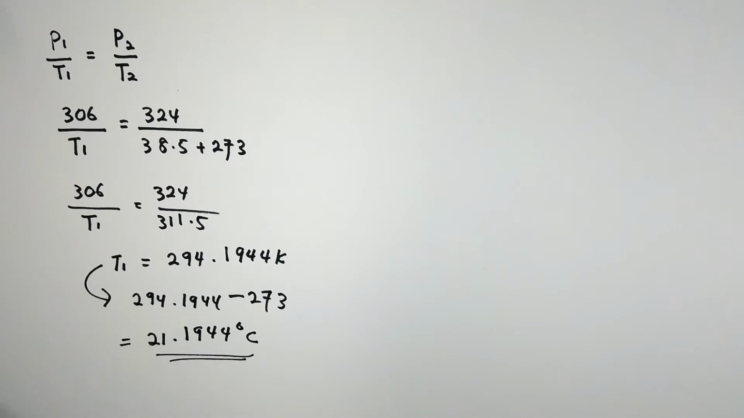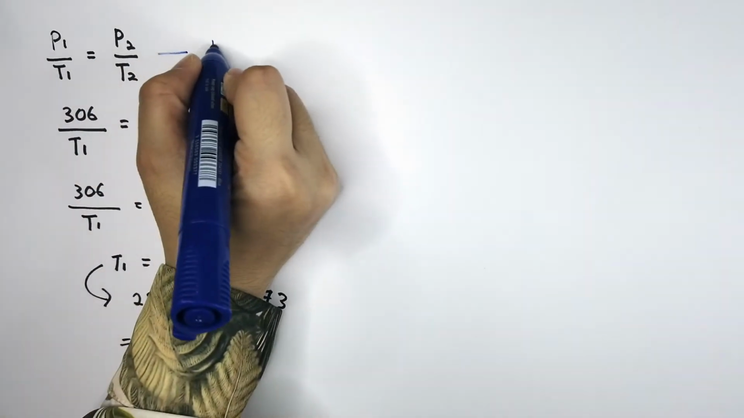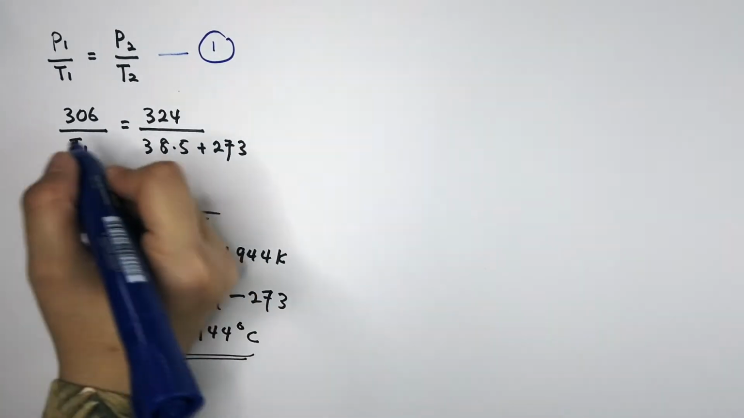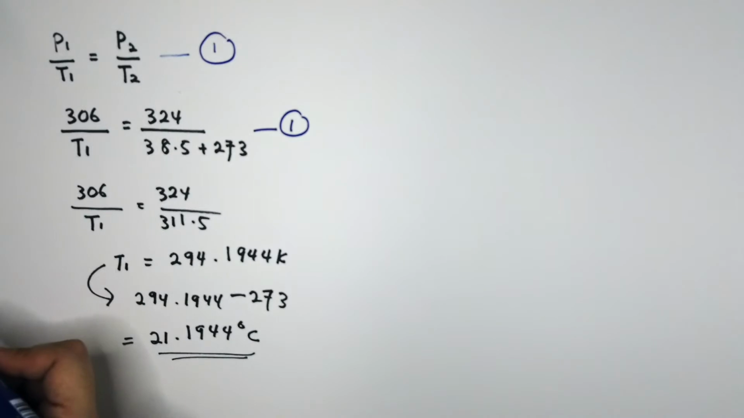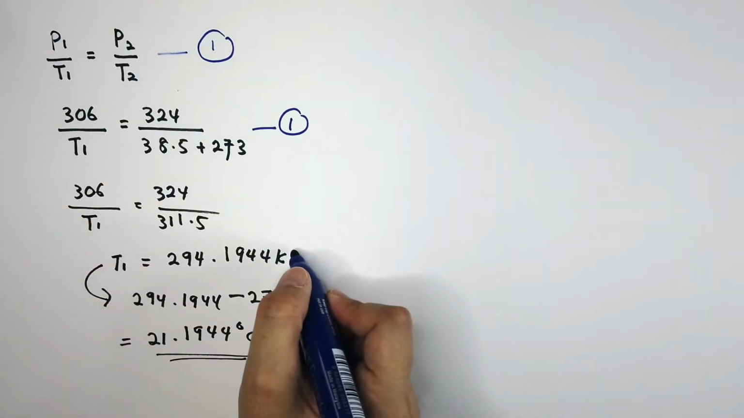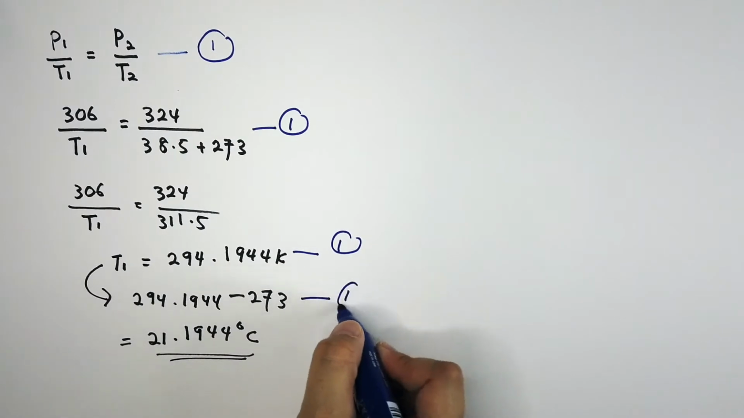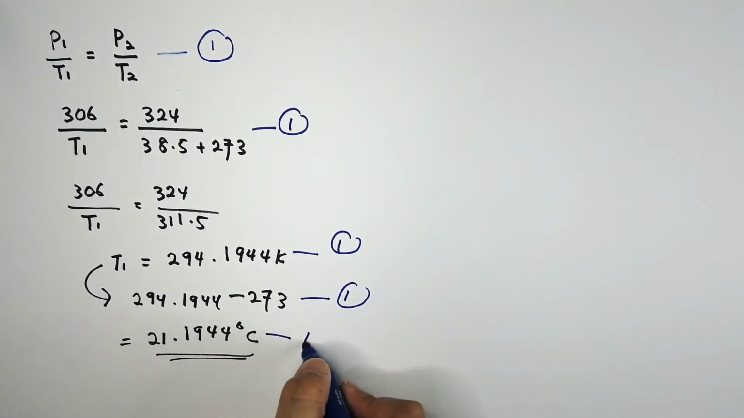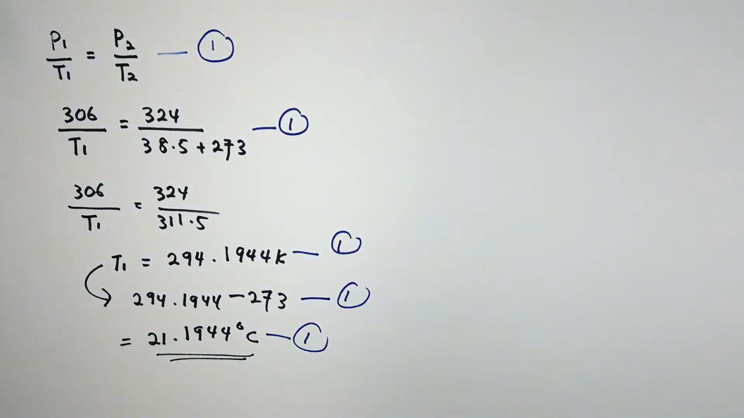So how are you going to get 5 marks from this? So this one shall be 1 mark, and then you plug in the value shall be another mark, and then you will get the final initial temperature, 1 mark. You convert it back to degrees Celsius and the final answer. So 1, 2, 3, 4, 5 marks altogether for the first question.